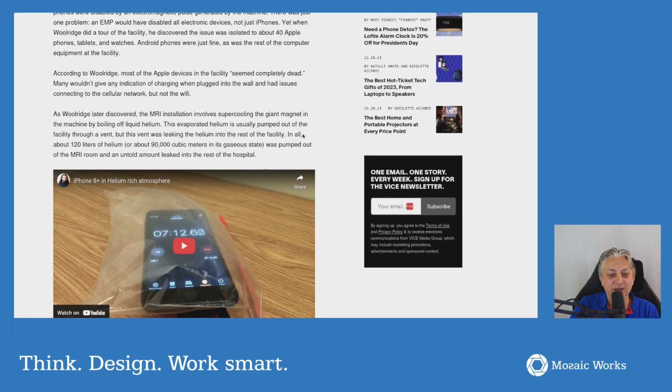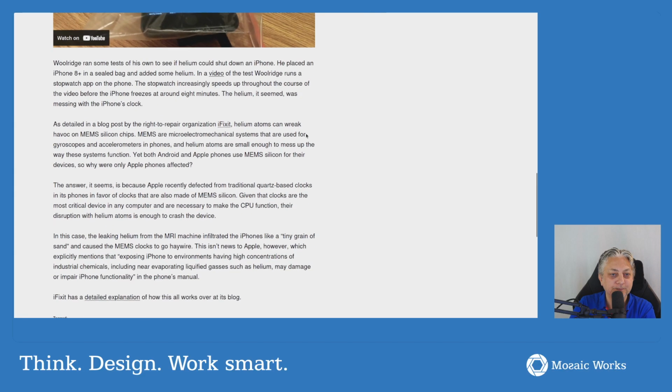This evaporated helium is usually pumped out of the facility through a vent, but this vent was leaking the helium into the rest of the facility. In all, about 120 liters of helium, or about 90,000 cubic meters in its gaseous state, was pumped out of the MRI room, and an untold amount leaked into the rest of the hospital.